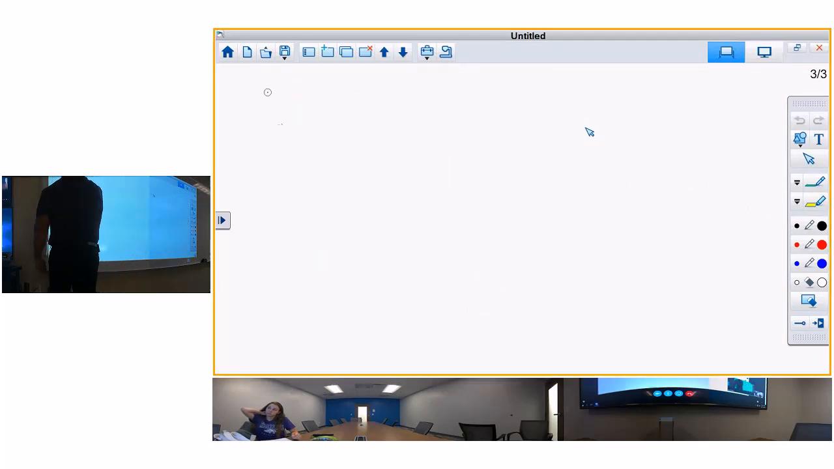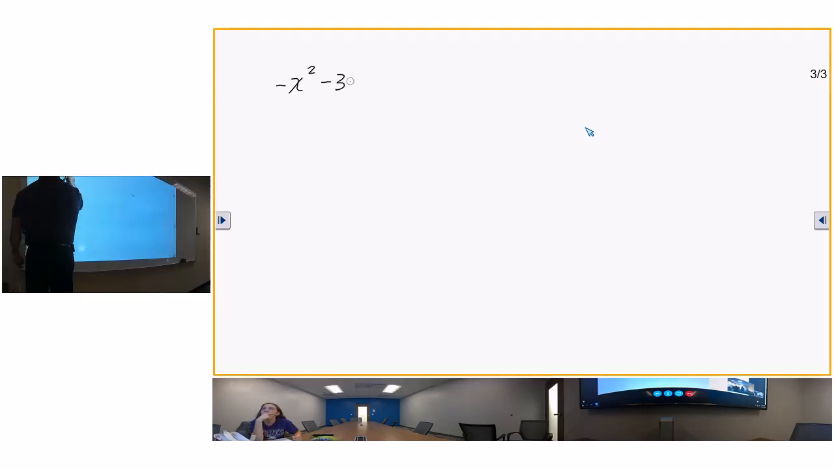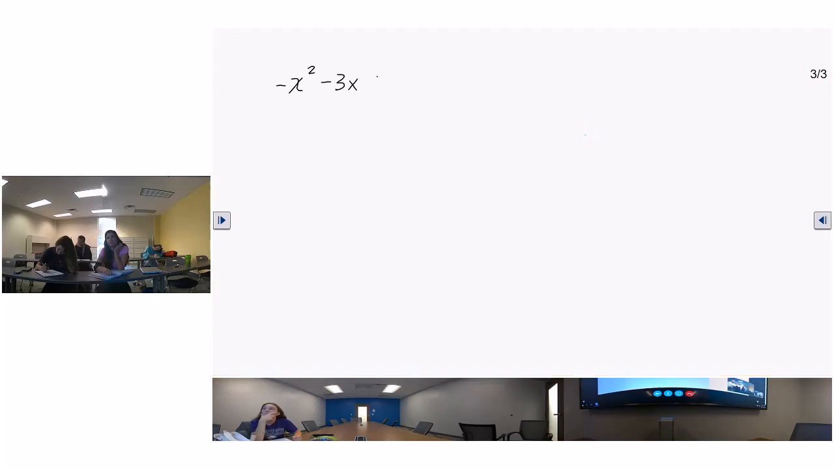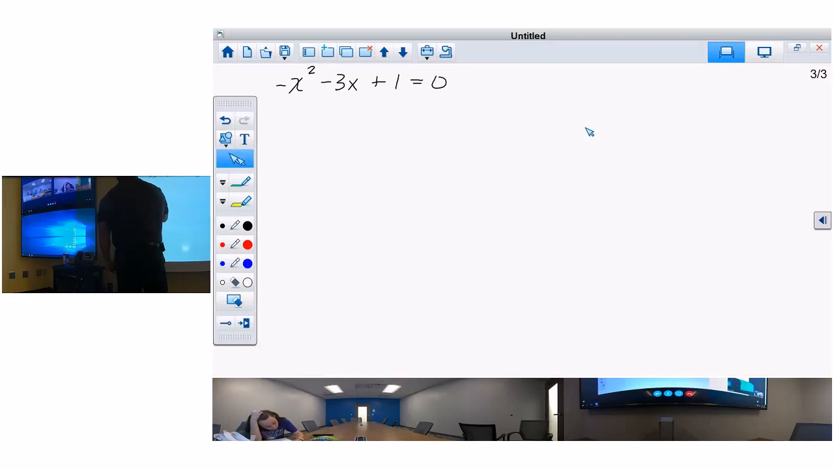All right, what is it? Negative x squared minus 3x plus 1 is equal to 0. Yes, sorry. Okay, that's basically what they gave us.